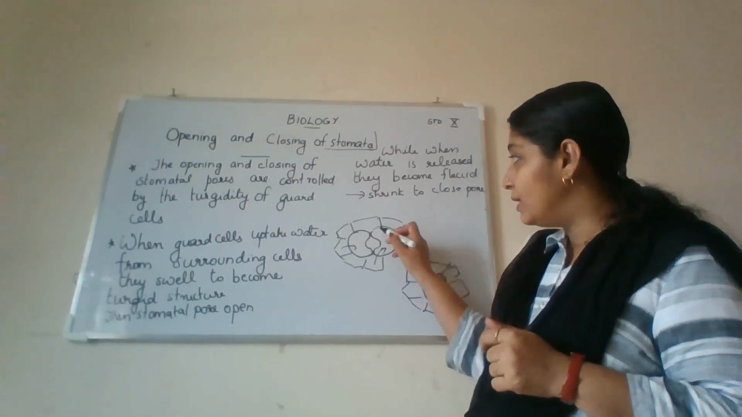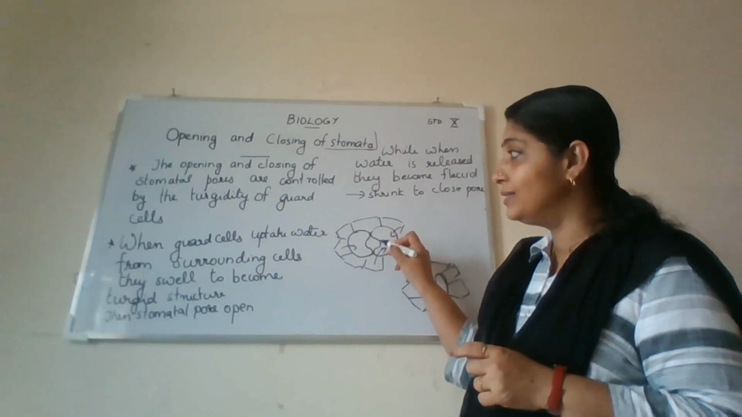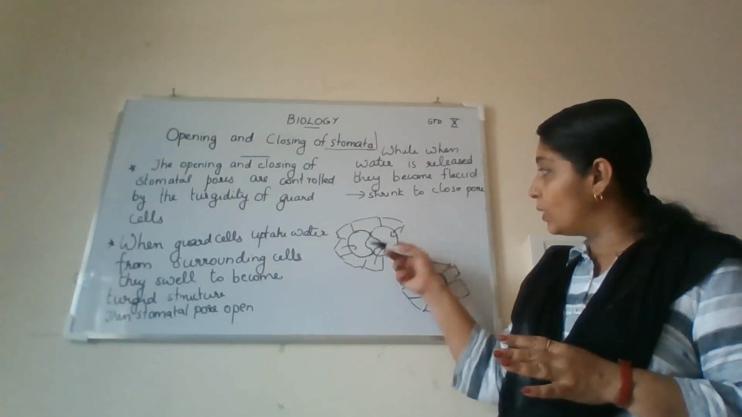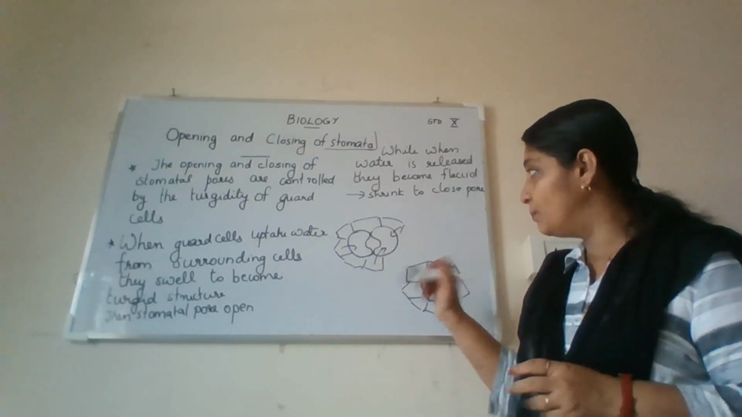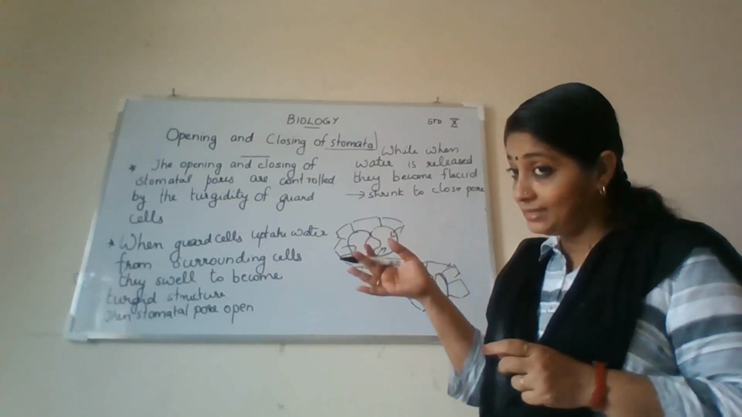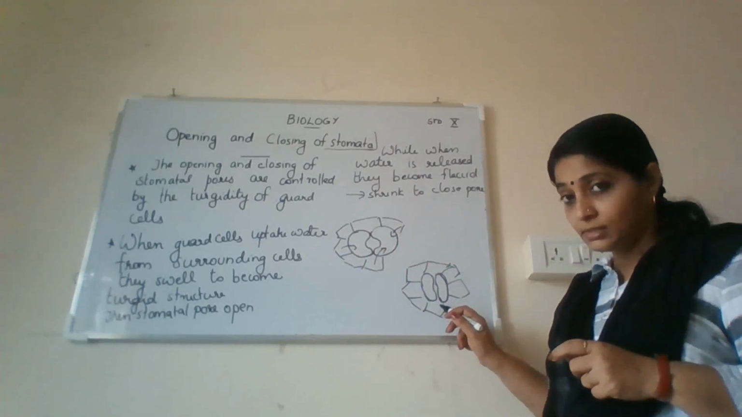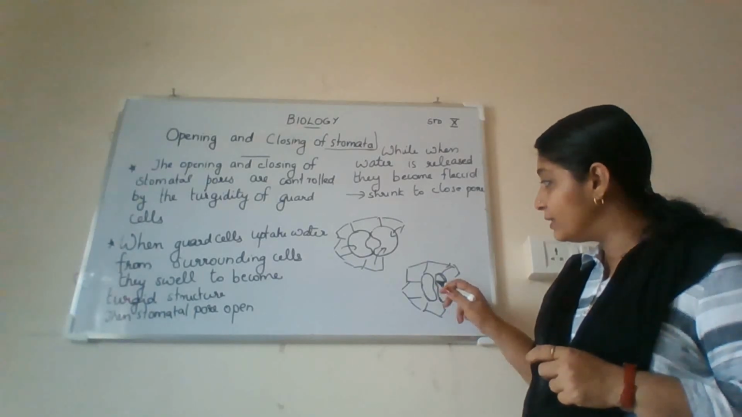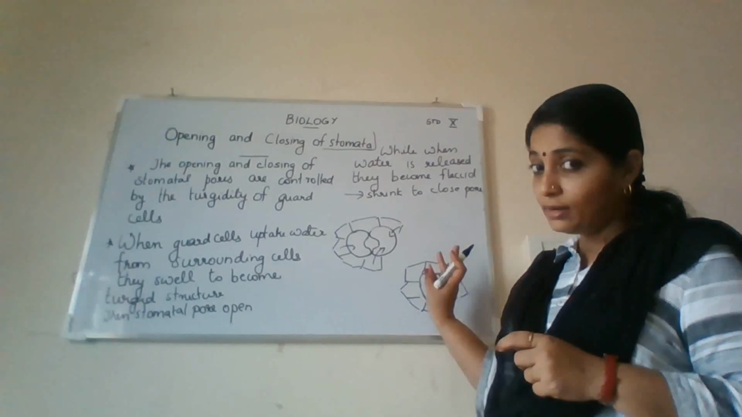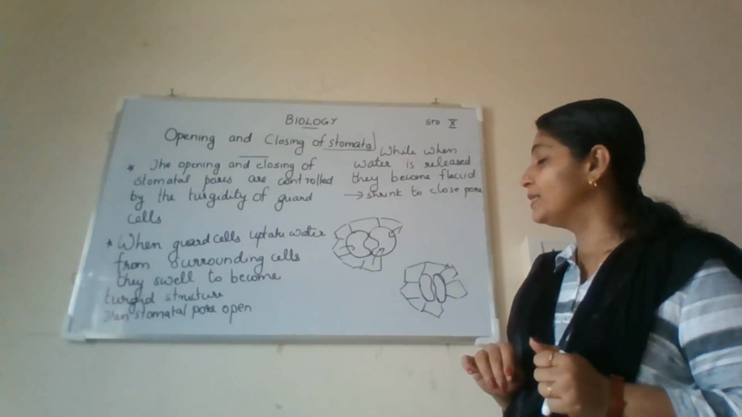So what happens? When it becomes turgid, the pore in between will open. Then the excess water can be removed through this pore. And when the water is released, water is lost from the guard cell. Then the cell shrinks to become flaccid. And when the guard cells shrink, what happens? They come close together and close the stomatal pore. That is how the opening and closing of stomata take place.